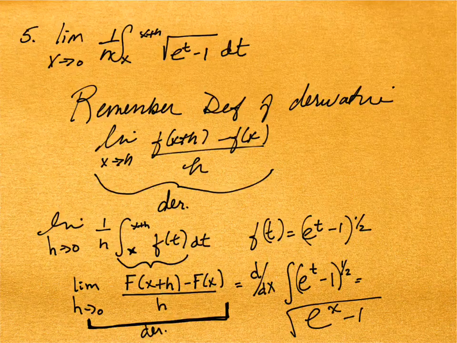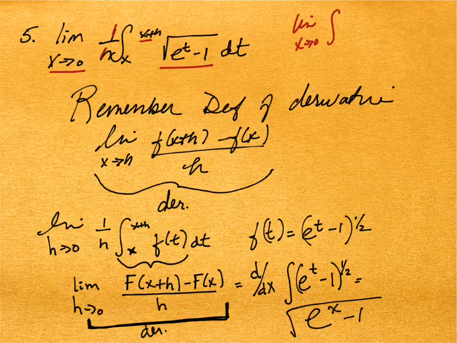Right, so number 5 has a really interesting question. It says, hey, what's the limit as h goes to 0 of 1 over h of the integral from x to x plus h of this function? This is interesting. So remember, it looks like this. Limit as h goes to 0 of, and I'm going to change it, x to x plus h over, let's call this f of x over h.